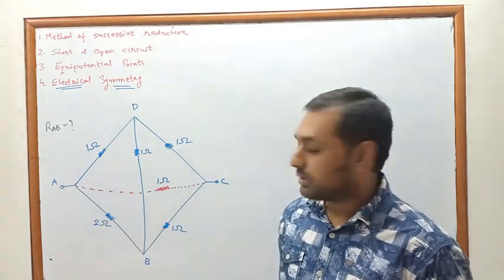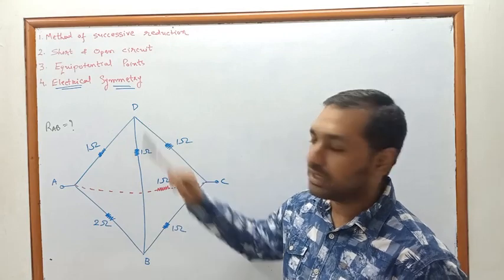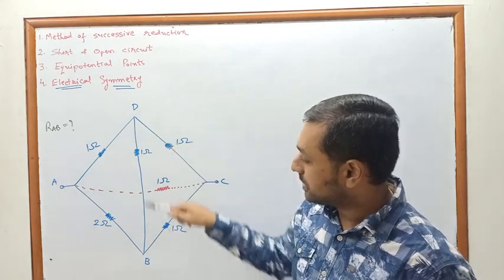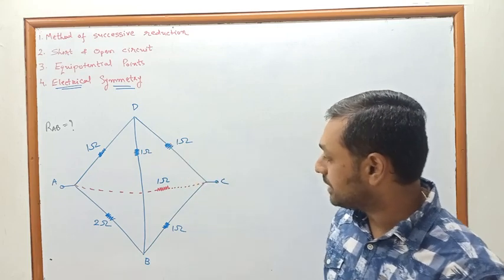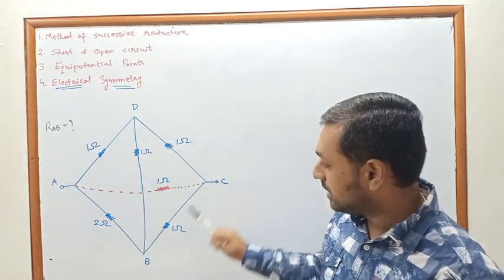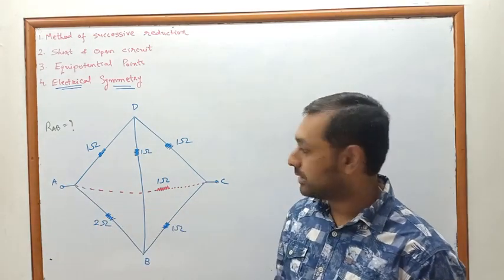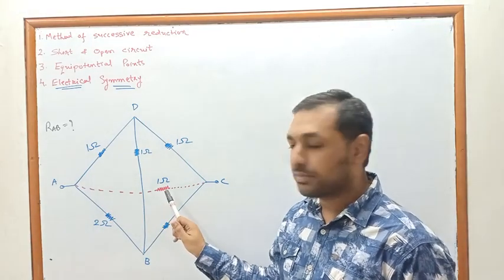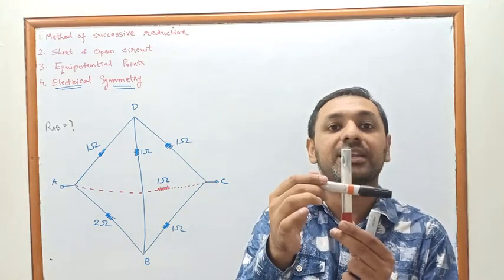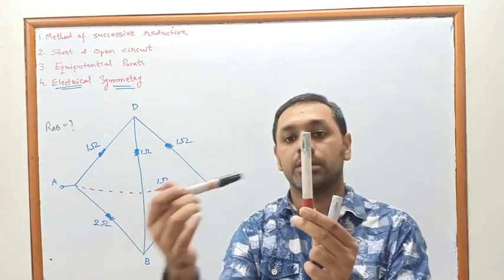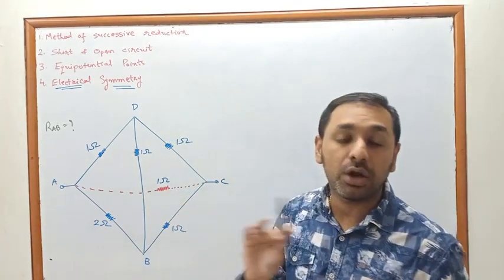A 2 ohm resistor is connected between A and B. This 1 ohm is connected between A and D. This 1 ohm is connected between D and B. 1 ohm between D and C, and this 1 ohm between C and B. Now this dotted line shows that this 1 ohm resistor and this 1 ohm resistor are not connected to each other. It is going behind this particular wire, meaning these two are not connected.